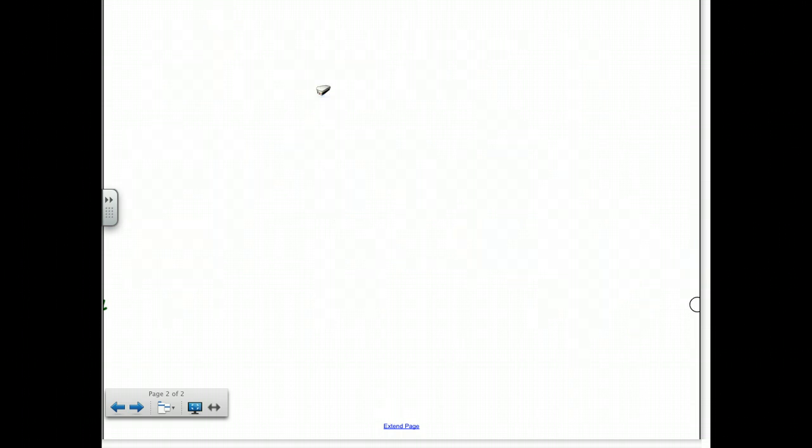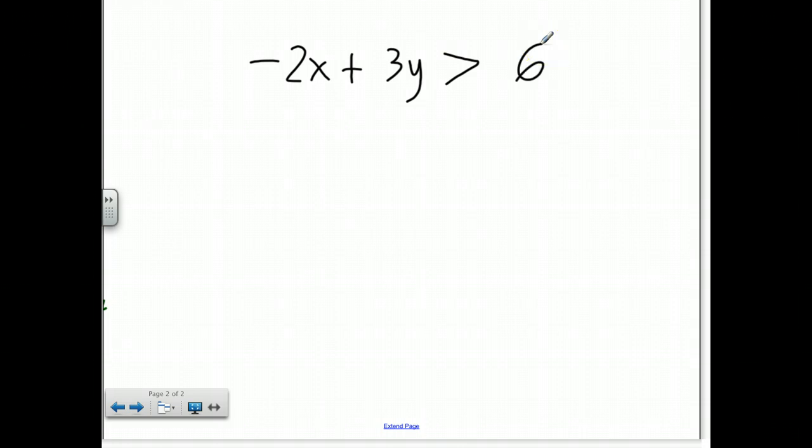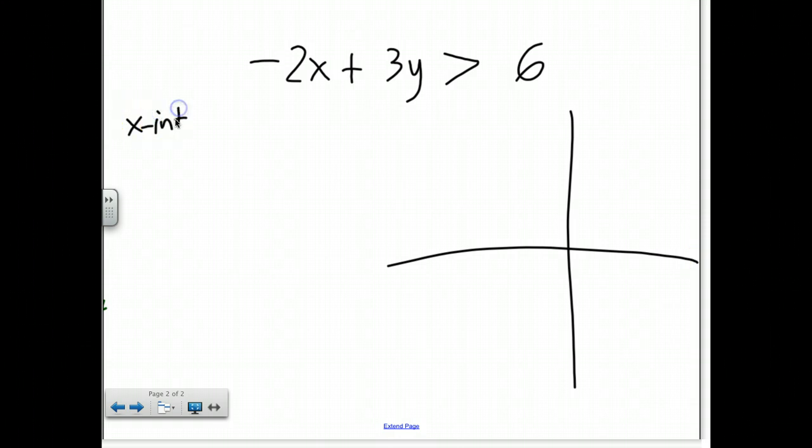So here's a case that's actually a bit easier. Let's say 6. How about that? Sure. How do I graph this inequality, negative 2x plus 3y greater than 6? Okay, so we know we're going to have to put it on here, but we need 2 points, right? How do we find those 2 points? Find the x-intercept.